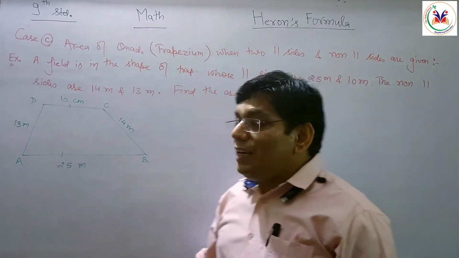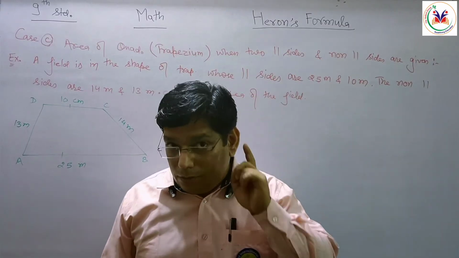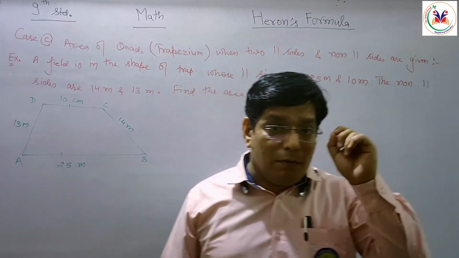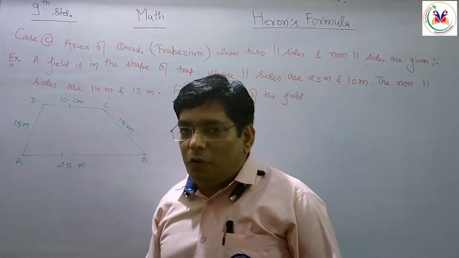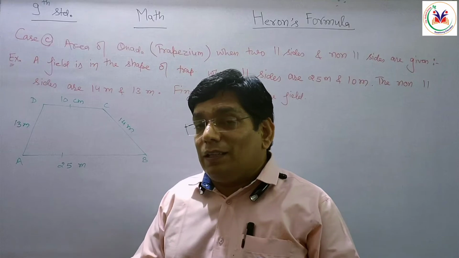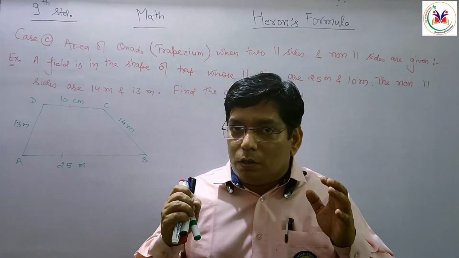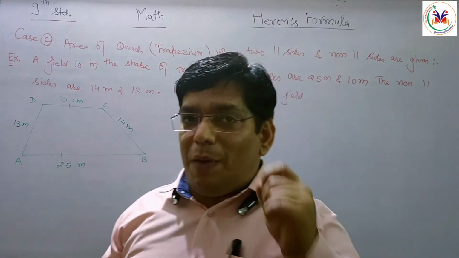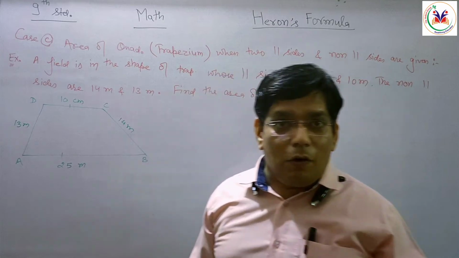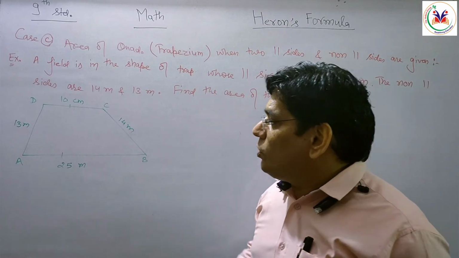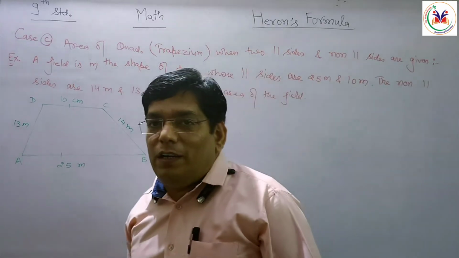Now the thing is, how can we solve this kind of question? Whenever we are going to calculate the area of a trapezium, and we have to use Heron's formula, we should use the property of a parallelogram. You know, the opposite sides of a parallelogram must be parallel and equal also. So in that situation, we have to draw a parallelogram in that given trapezium.